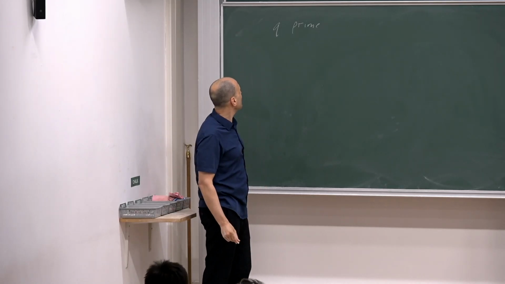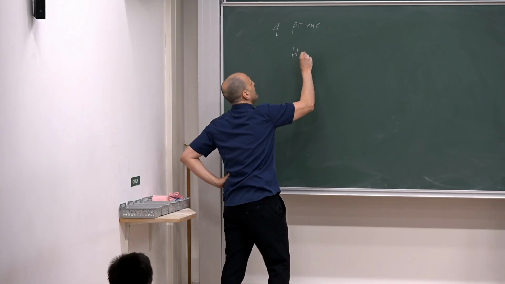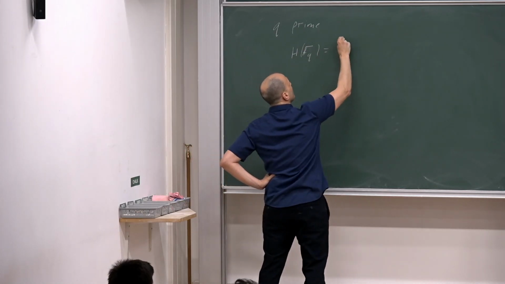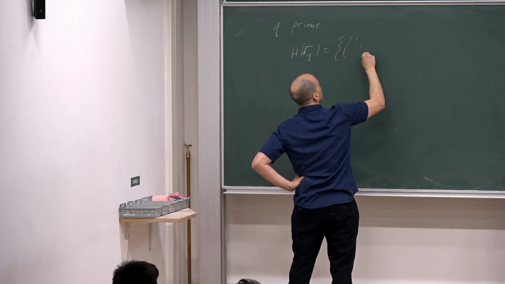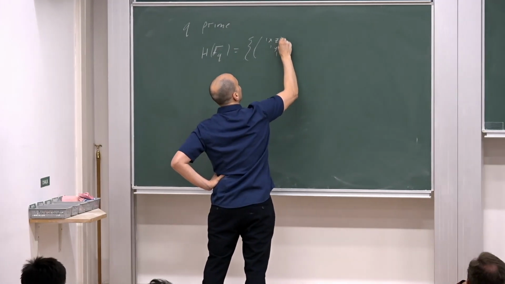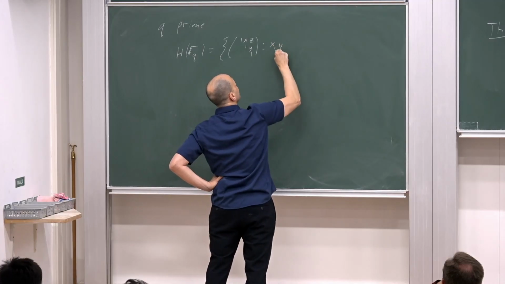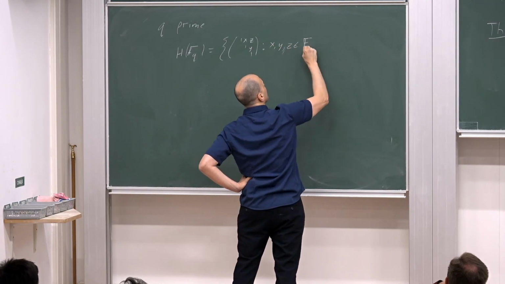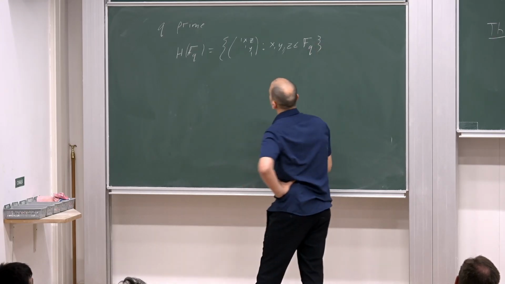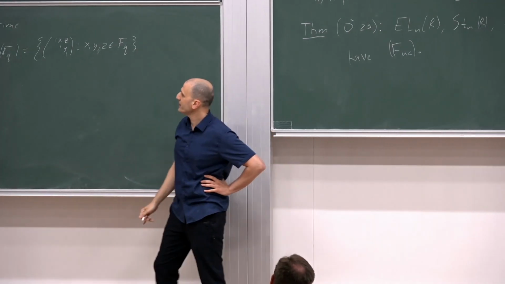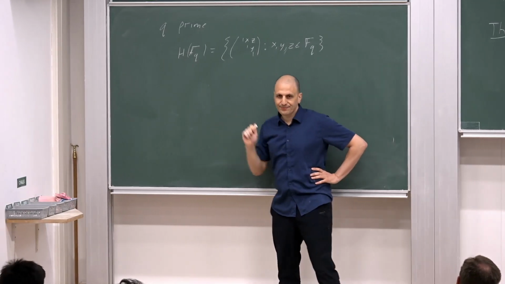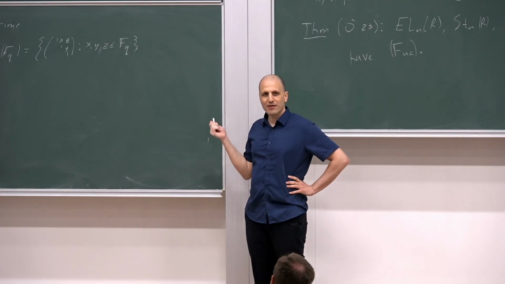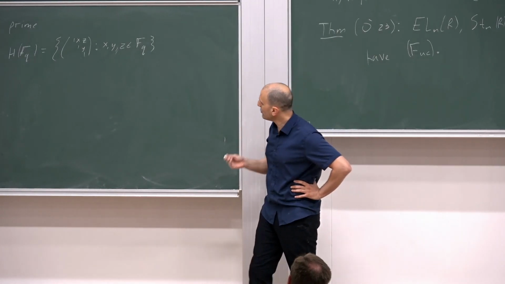So let Q be some prime, and let's take the Heisenberg group over F_Q, which is just the group of matrices (1, X, Z; 0, 1, Y; 0, 0, 1), where X, Y, and Z are all in the field F_Q. So just this Heisenberg group with these field entries. And let me describe to you first a graph. Let me describe a bipartite graph coming from this group.